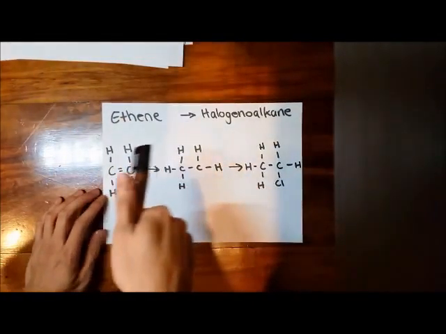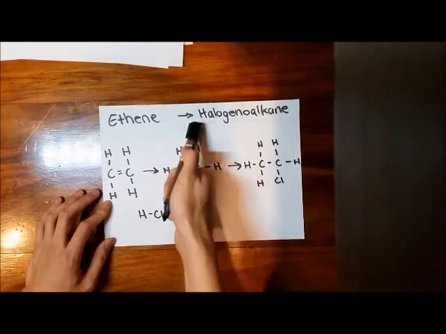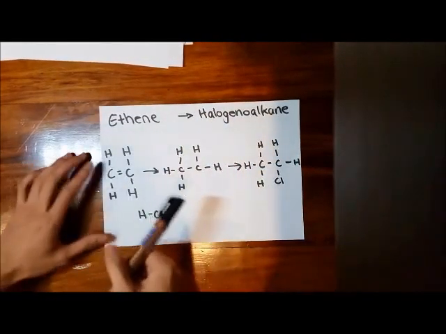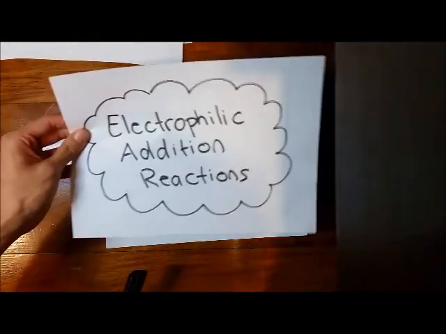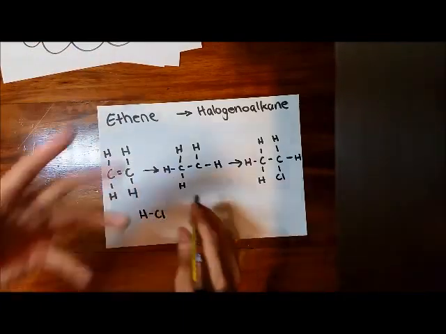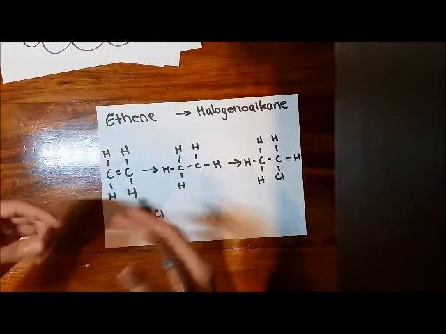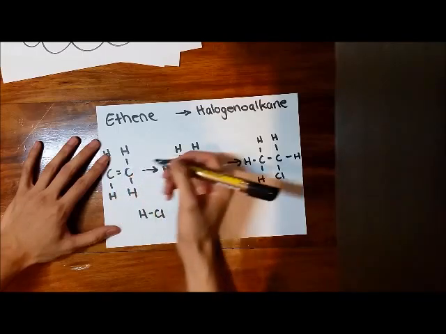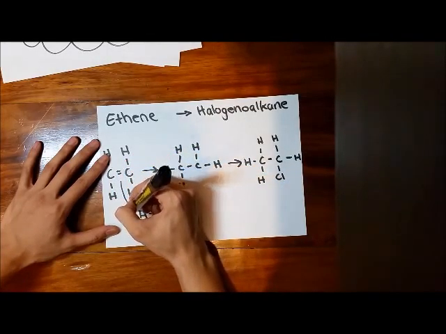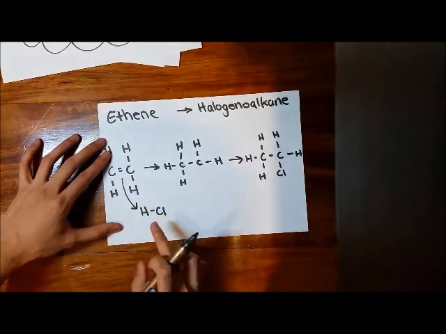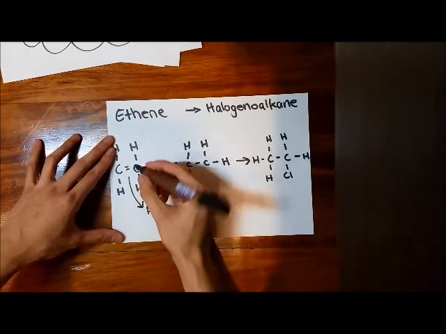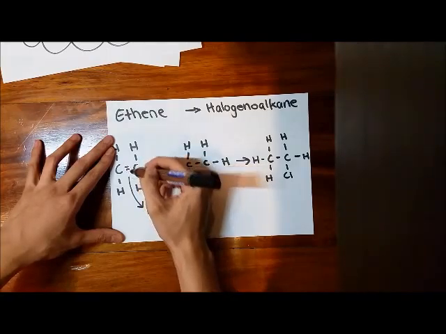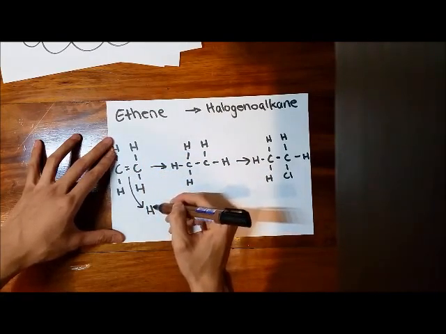Now, the next step is from an ethene into our halogenoalkane. What happens is the alkene reacts via what's known as electrophilic addition reactions. This is essentially when the pair of electrons in the double bond attacks the hydrogen halide over here. See HCl, this is the hydrogen halide. What happens is that the double bond attacks the hydrogen halide.